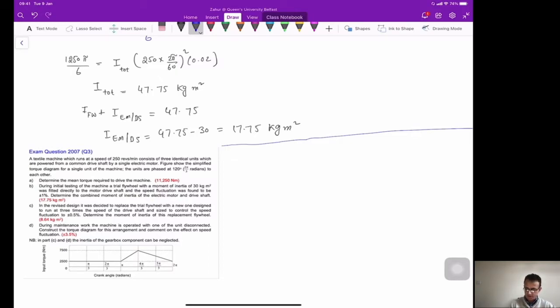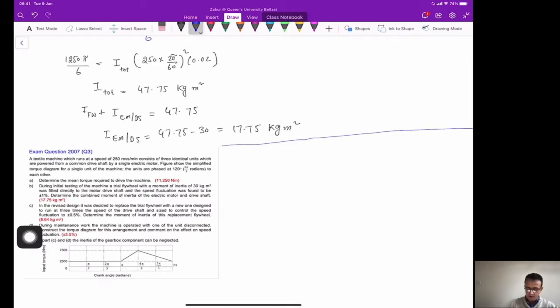Okay, so now in part C, we will try to calculate. This is the part C that is given here. In a revised design, it was decided to replace the drive flywheel with a new one, designed to run at 3 times the speed of the drive shaft, and sized to control the speed fluctuation to plus minus 0.5%. So now you need to determine the moment of inertia of this replaced flywheel.